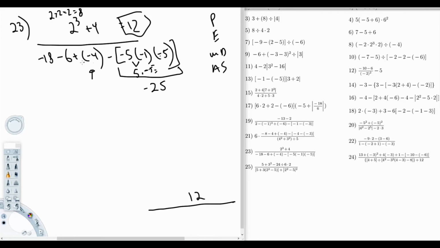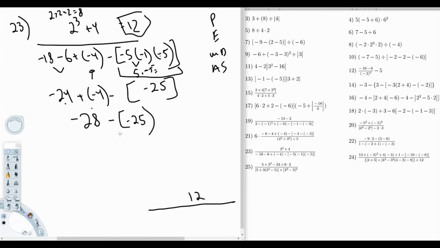So let's rewrite this part. Minus 18 minus 6, that's minus 24, plus minus 4 minus 25. So negative plus a negative equals a negative. That's minus 28. Then these two cancel to become plus, so it's minus 28 plus 25 equals negative 3. Negative 3 goes here, so 12 divided by negative 3 equals negative 4. That should be the answer. Yes, it is.